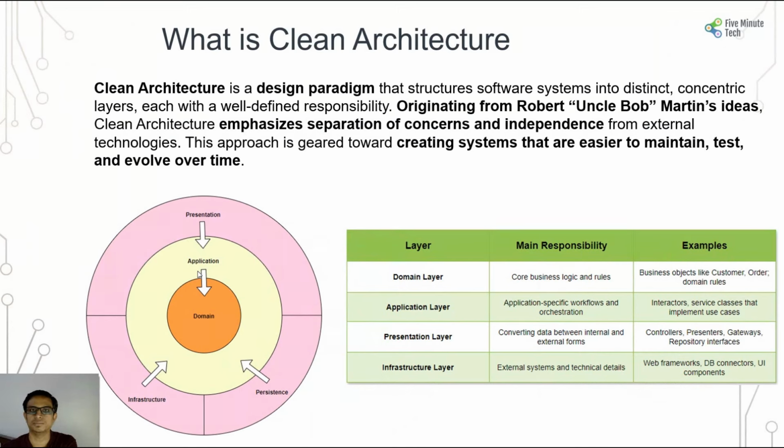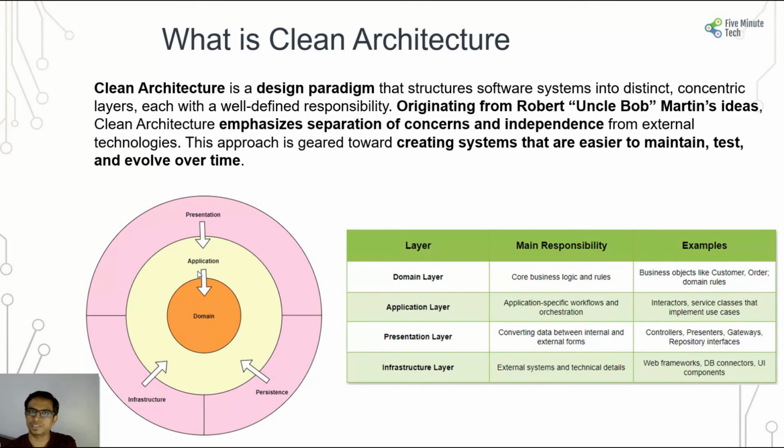What is clean architecture? It's a design paradigm that structures a software system into distinct concrete layers, each with its well-defined responsibility. It originated from Robert Martin's idea, wherein clean architecture emphasizes separation of concern and independence from external technologies. This approach is geared towards creating systems that are easier to maintain, test, and evolve over time through the different layers it works with, especially the command, query, and the validators which are in place, which help make the code very loosely coupled.